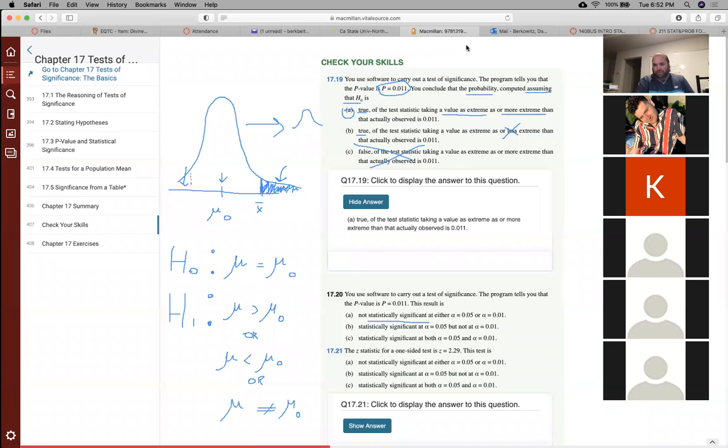Can you do another example of statistical significance? Well, we'll do number 21 as well in a second. We'll do two examples, so you can get the first one wrong, but then you can't get the second one wrong.